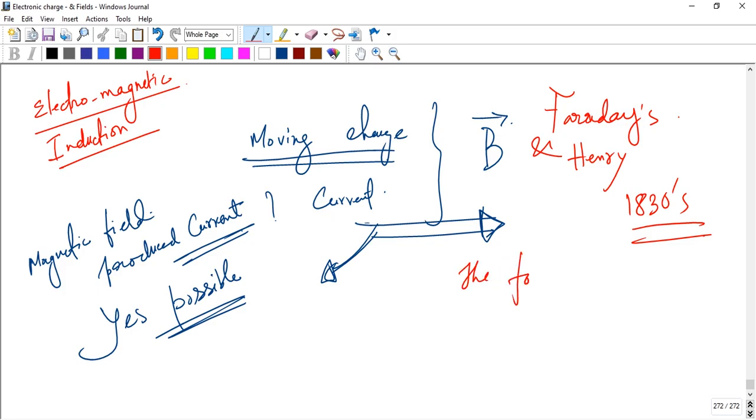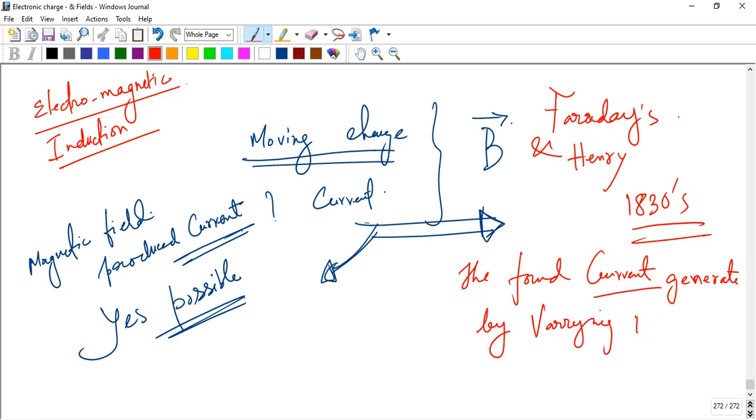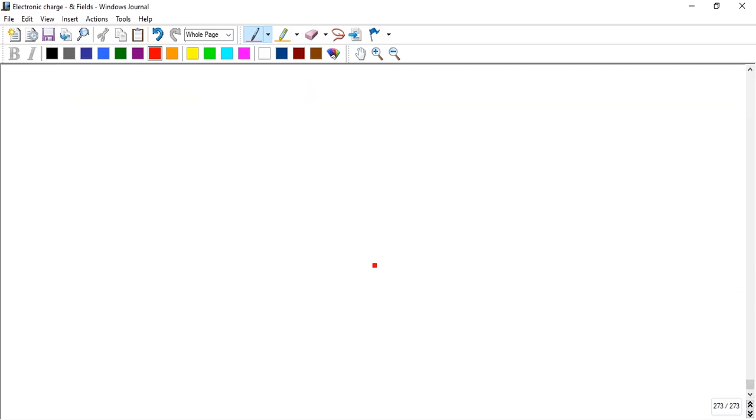Current is generated by a varying magnetic field. Like a moving charge produces a magnetic field, a varying magnetic field produces a current. This converse effect is possible. And they did some experiments and got a direct conclusion.